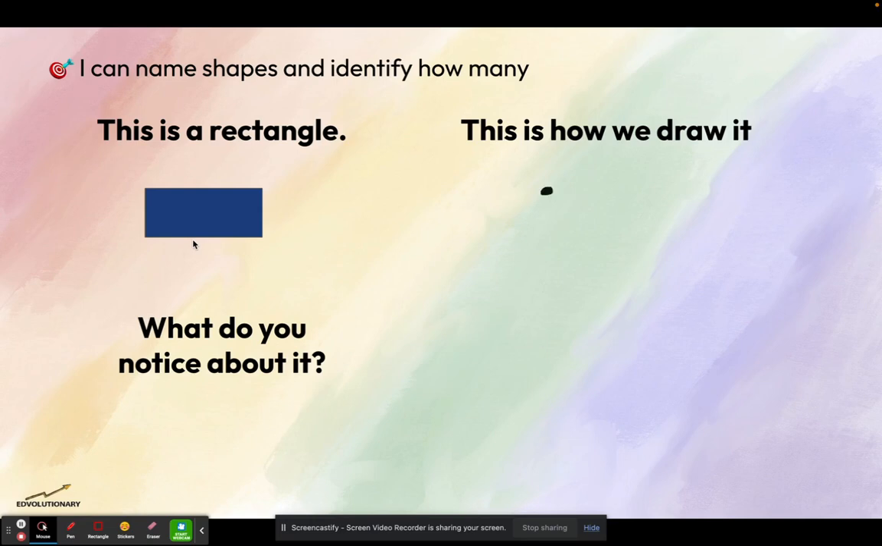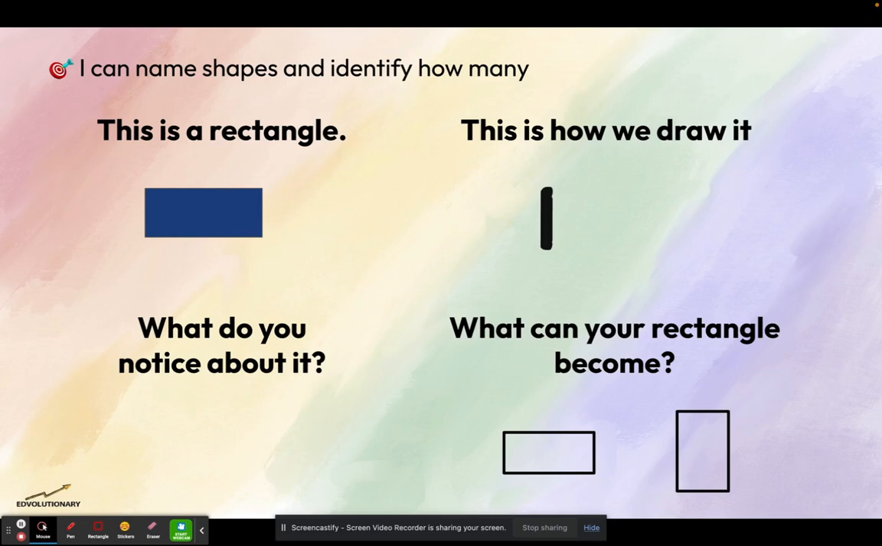This is how we draw it. Let them watch for a second and then say, "Can you try drawing it?" I'm going to put some example rectangles below. And then I want you to think, what are some rectangles in the world that you've seen before that you can turn your rectangle into? I'm going to give you an idea. My first one is a dollar bill.